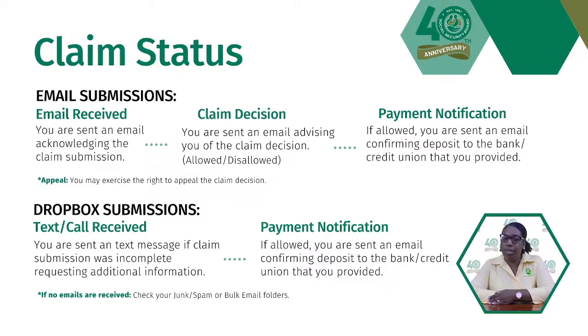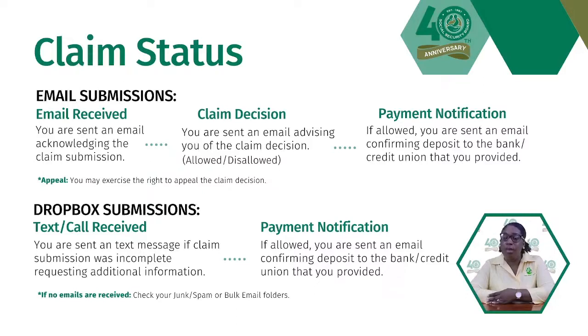The second notification that you're going to get is the claim decision email. You are going to receive an email from us that advises you of the claim decision, whether it was allowed or disallowed. Thereafter, you're going to get a payment notification from us, and that again comes in the form of another email. It's going to tell you if your claim was allowed that you can expect payment to be made to your bank or credit union by a specific date. And the funds will go to the account that you provided to us on the claim form.